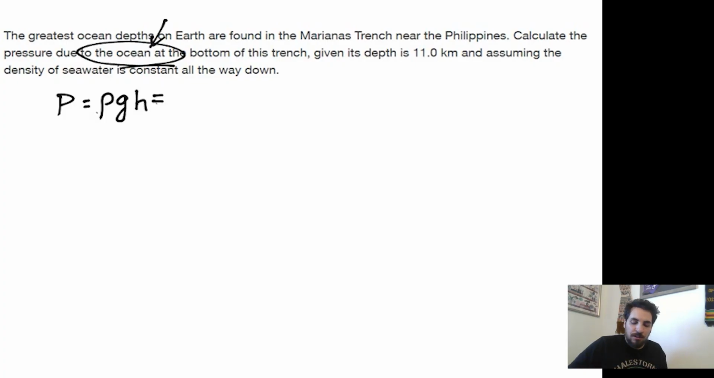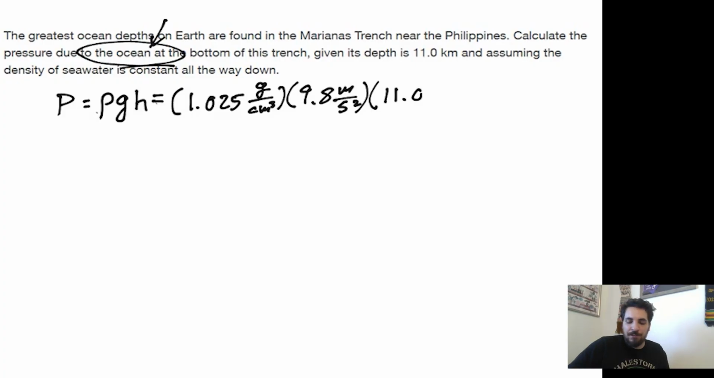It's plug and chug, where we have the density of water, and the density of water is 1.025 grams per centimeter cubed. This is the density of salt water. Pure water has a density of 1 gram per centimeter cubed. Salt water has a little bit higher density. So that's our density. We multiply that by the acceleration due to gravity, 9.8. And we multiply that by the depth, 11 kilometers.